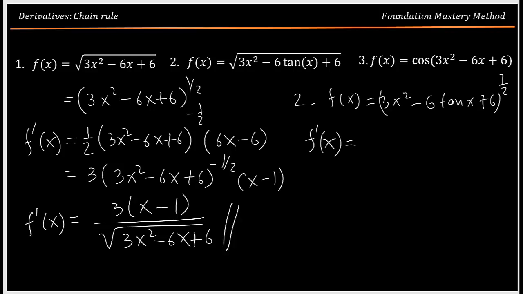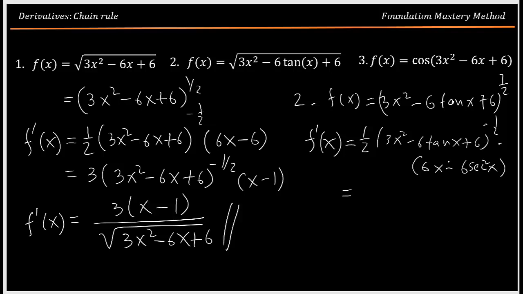Example 2, we have our function 3x squared minus 6 tangent x plus 6 to the half. With the power rule, just like example 1, we have 1/2 3x squared minus 6 tangent x plus 6 to the negative half times the derivative of inside will give me 6x minus 6 tangent x will give me secant squared x, and the constant 6 goes to 0.